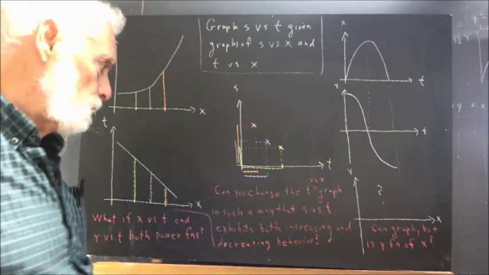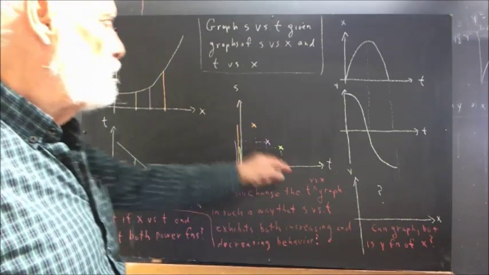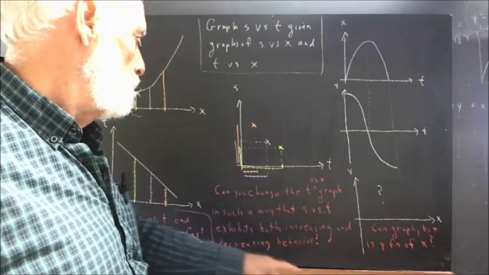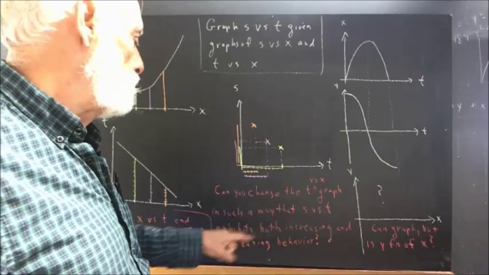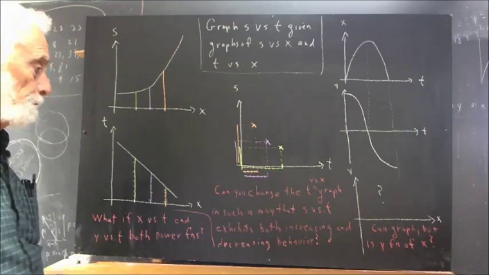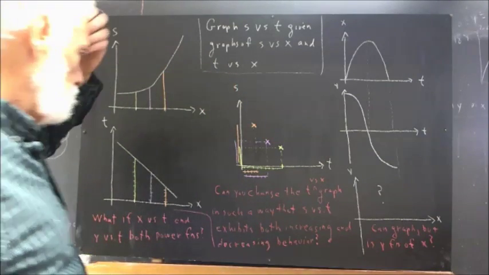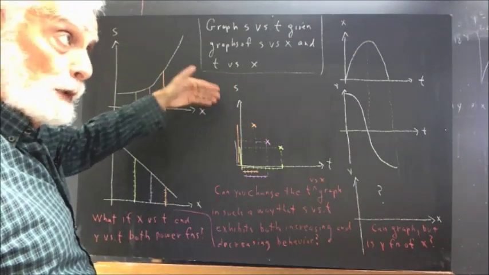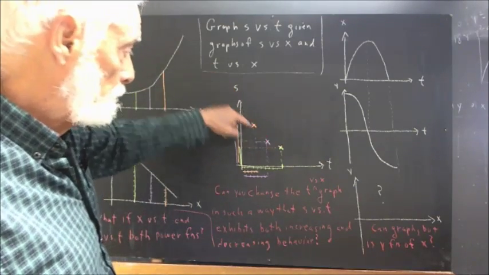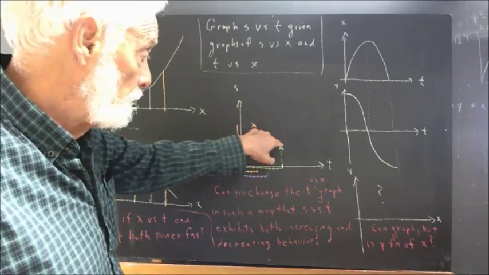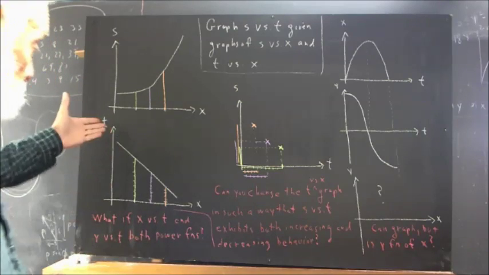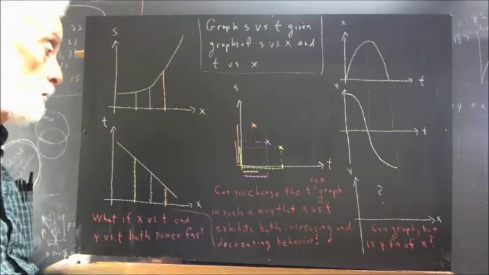Another question: can you change the T versus X graph in such a way that S versus T exhibits both increasing and decreasing behavior, assuming that it doesn't already? Okay, so if you find that the graph doesn't exhibit both increasing and decreasing behavior, then of course it's always decreasing, because it's certainly decreasing from this point to this and this point to this. If that's the case, could you change this graph of T so that that would be the case?